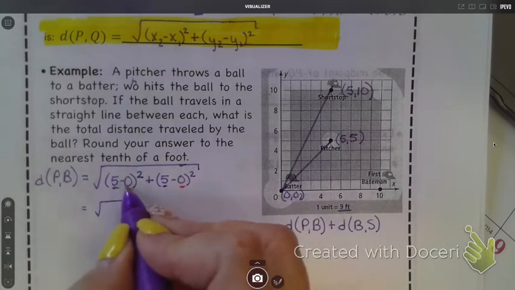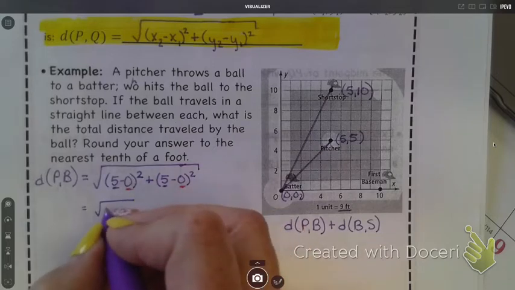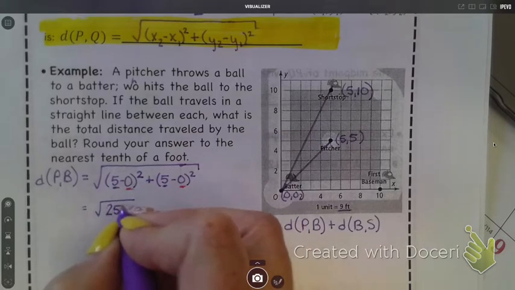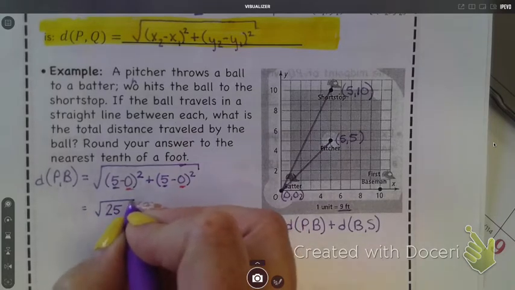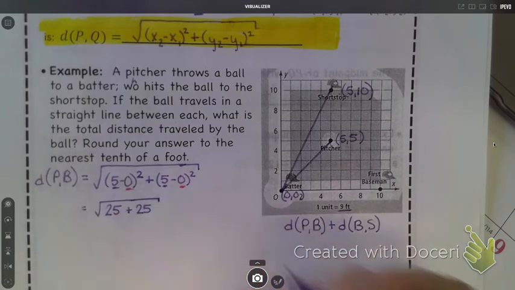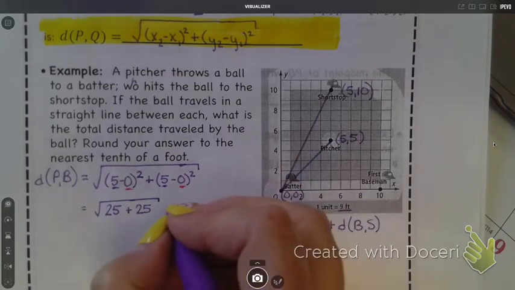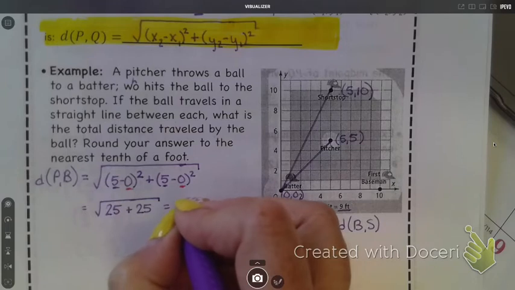Well, 5 minus 0 is 5. Squared is 25. So I have 25 plus 25. Now I would normally keep going down, but I don't have room to do both my things. So I now have the square root of 50.